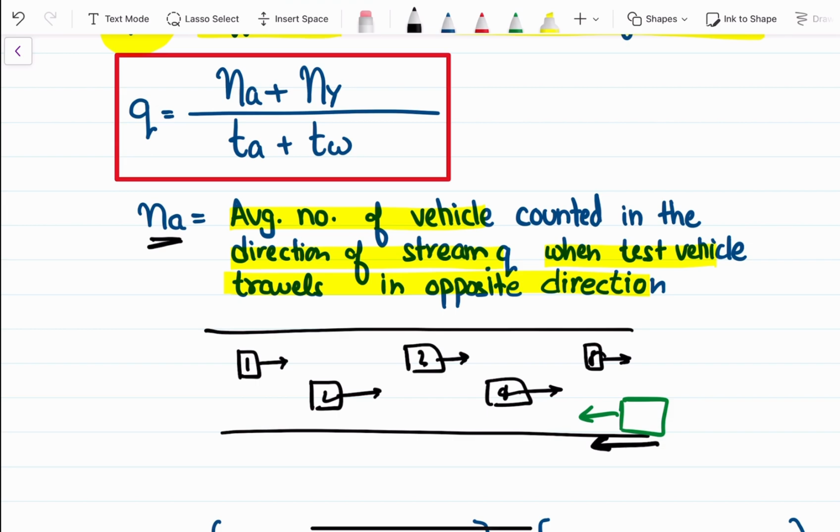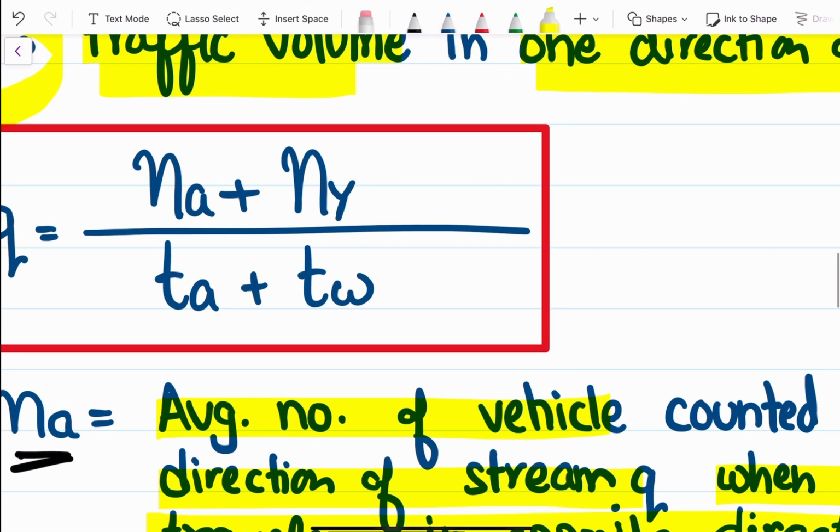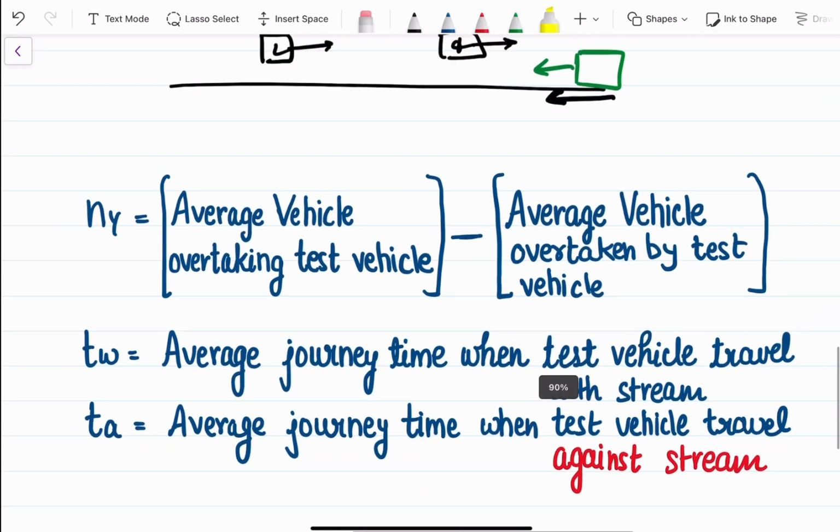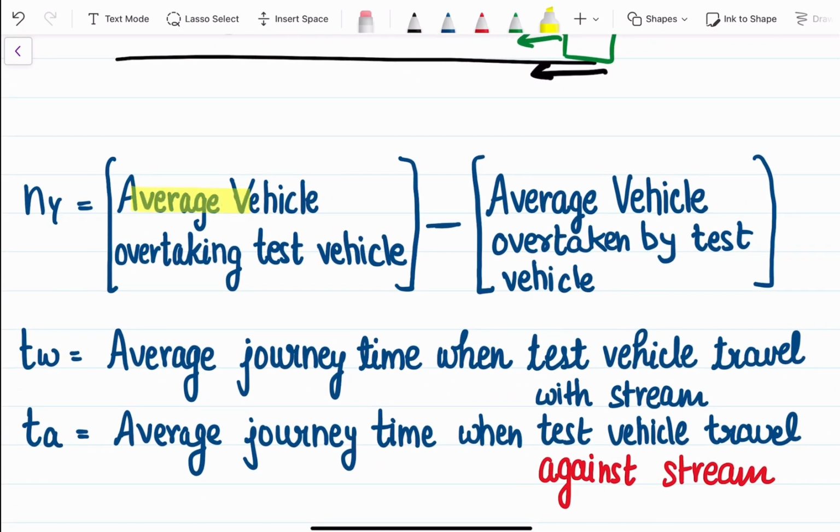Then we have NY, and NY is defined as the average vehicles overtaking the test vehicle minus the average vehicles overtaken by the test vehicle. So it's the difference between the average vehicles overtaking the test vehicle and the average vehicles overtaken by the test vehicle. Okay, so this is your NY.